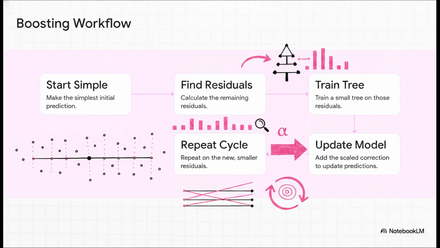And here is the absolute genius part. We aren't predicting the original target anymore. No, we are training new, small decision trees exclusively to predict and correct those remaining residuals. We scale that correction using our learning rate, update our prediction, and repeat. With every single cycle, the residuals get smaller and smaller.